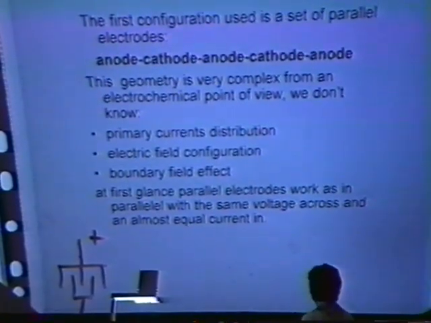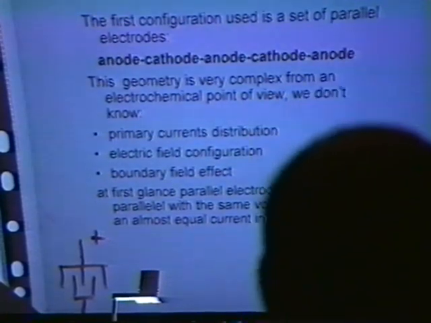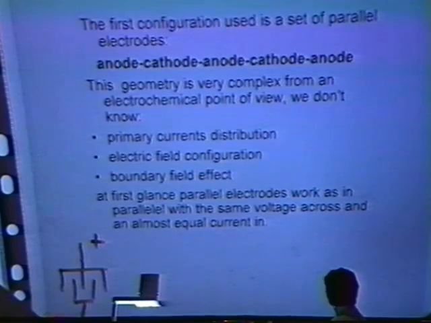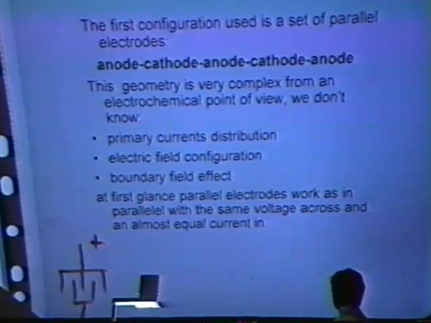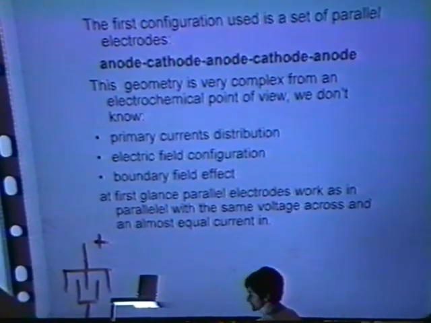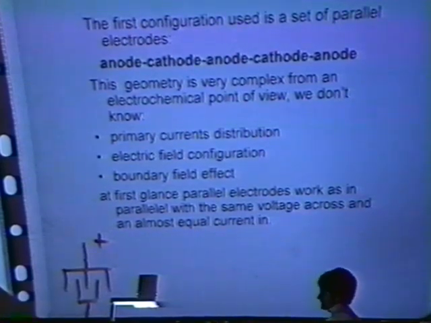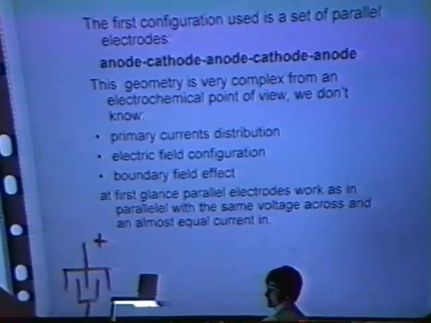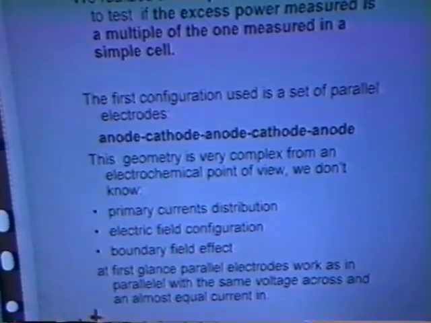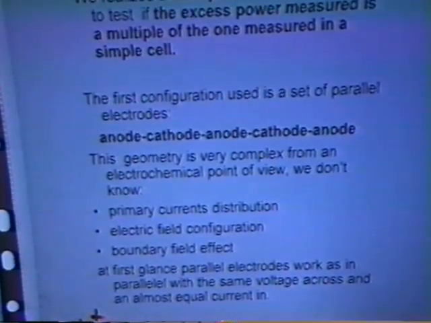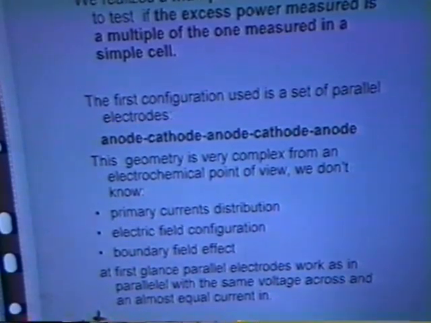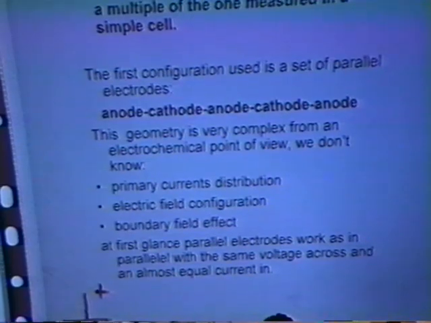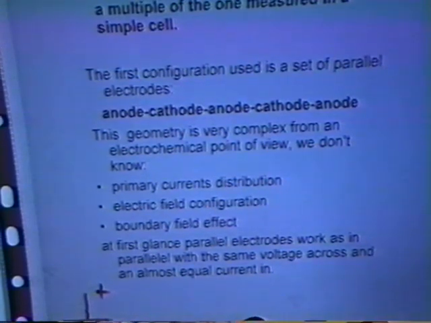There are a lot of problems in this case because the geometry is very complex from an electrochemical point of view, because it's very difficult to know the primary current distribution inside this object. It's a parallel of resistance, but only at first glance, because we don't know exactly what is the distribution in the different branches of this parallel. So we don't know exactly if the different electrodes are working in the same way.